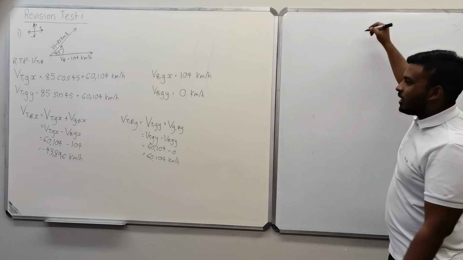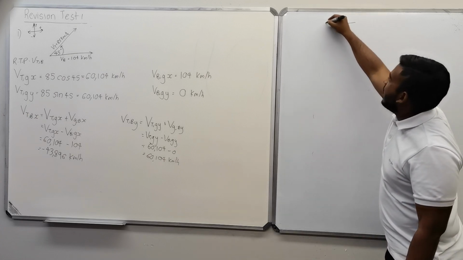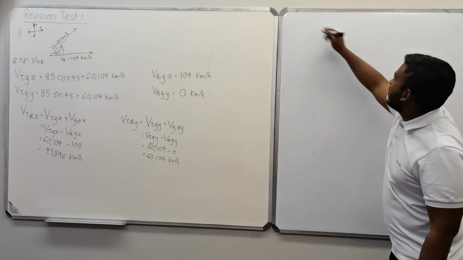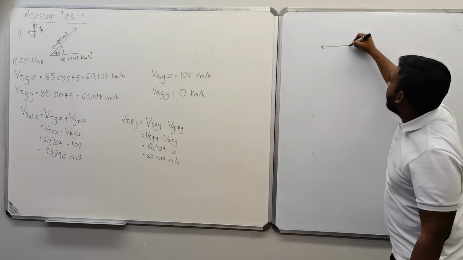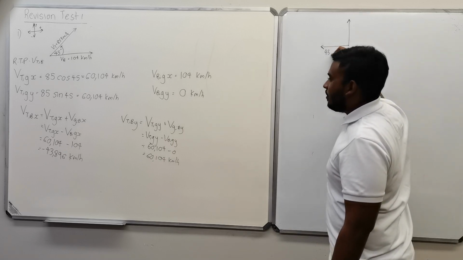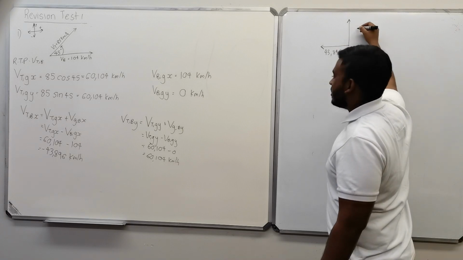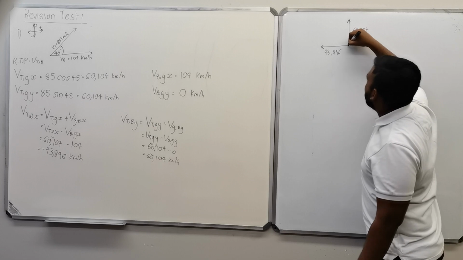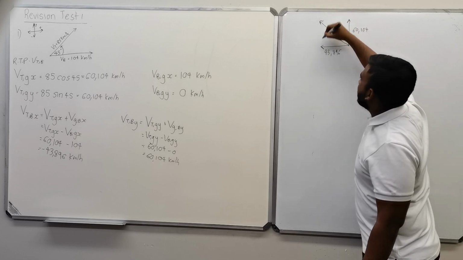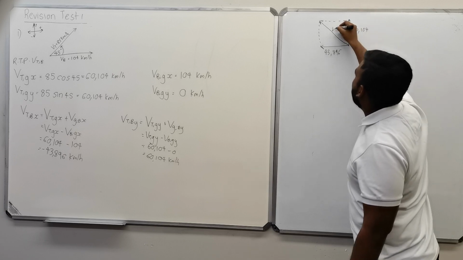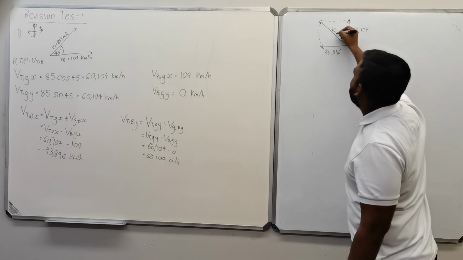Now we have your vertical component and your horizontal component. If you have to draw that, your x component is moving in a negative direction and your y is moving in a positive direction. So this here is 43.896, this is 60.104. If both are pulling that way, your resultant is going to be in this direction. So this here will be the velocity of the truck relative to the bus.